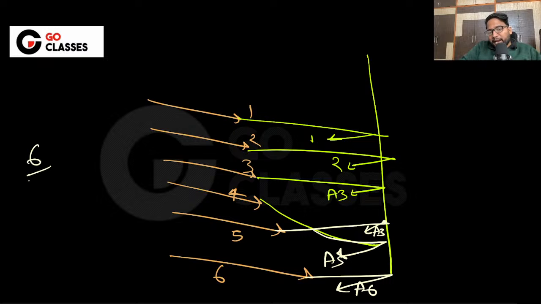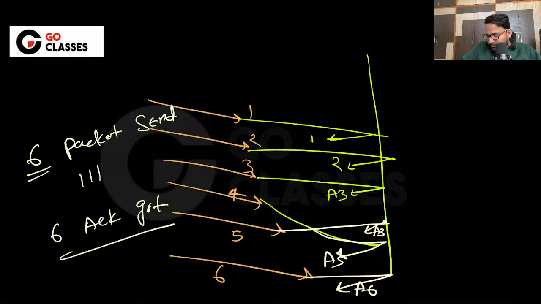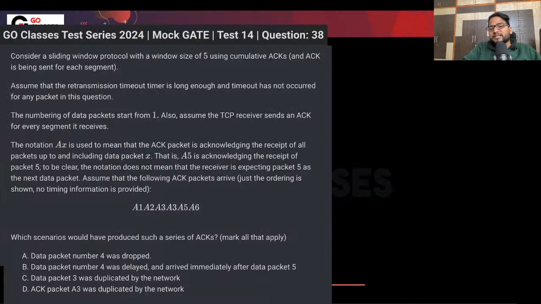Okay, 6 is the packet sent, and 6 is the ACK got, right? So there is no duplication that we are getting. So data packet 4 is dropped? No, there is nothing less, nothing more. Is it dropped? No, nothing less.